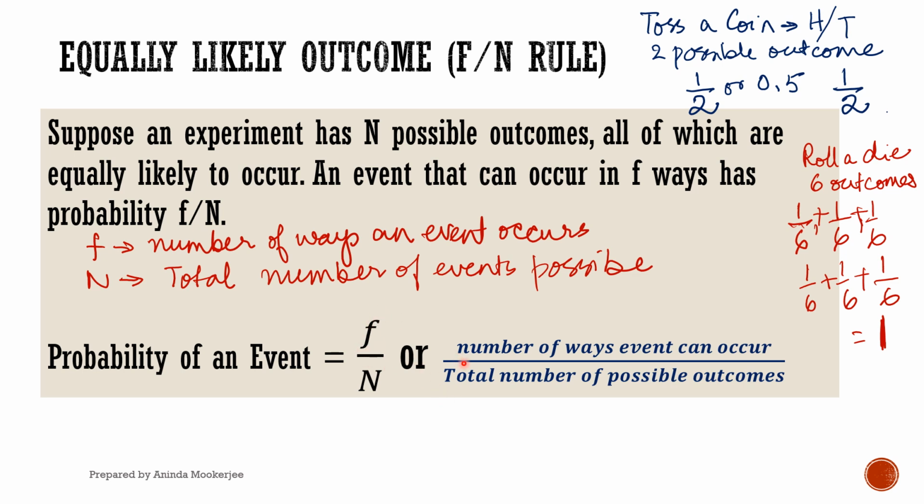When doing probability, F represents the number of ways an event can occur. We can also consider that as frequency. The frequency with which an event can occur, or number of ways an event can occur, divided by total number of possible outcomes, right? So let's go into this further and try to calculate probabilities from different experiments.